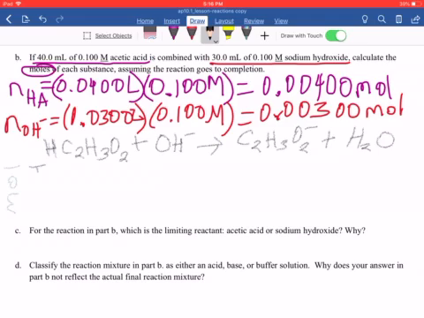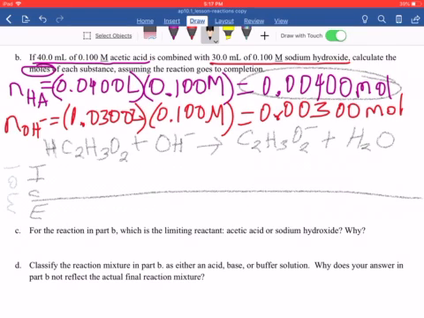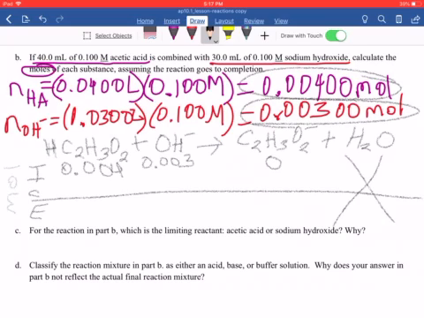And so our ice table for this one is going to be in moles instead of molarity, so just keep that in mind. For this one right here, our initial of acetic acid is coming up here, right? We have 0.004 moles. And for hydroxide, it's 0.003 moles. Initially, we don't have any acetate, and then water is a liquid, so we can cross that out. We don't really care about it.